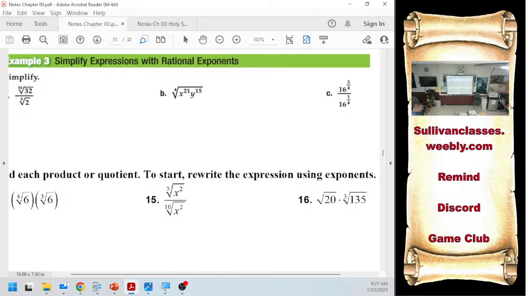I would recommend for every one of these, the first thing I would do is write them as fraction mode. Write your radicals as a rational exponent. Start there. And then if you know your properties of exponents, you should start seeing something you can do.